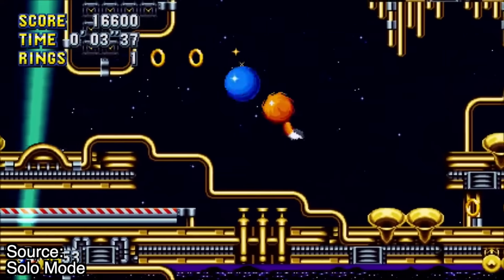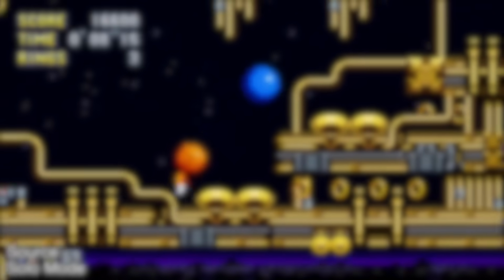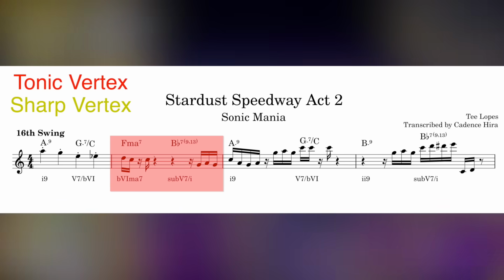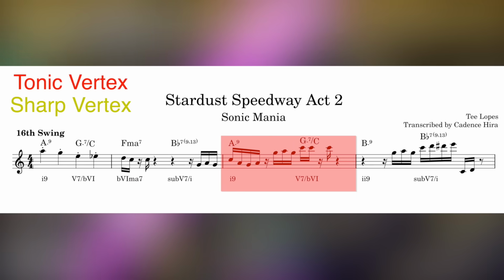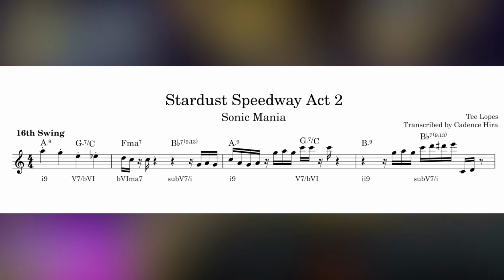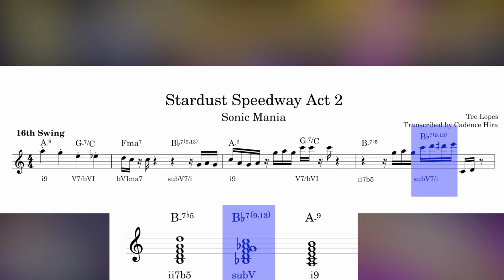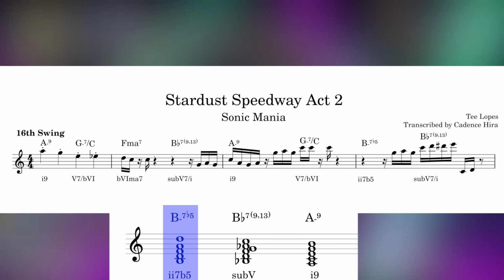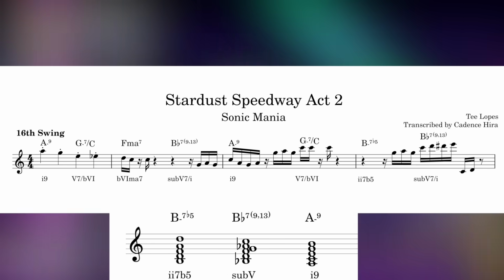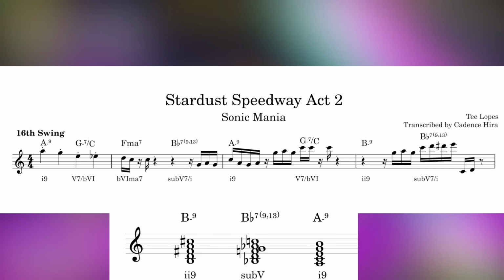Sonic Mania's Stardust Speedway, for instance, features the 2 minor 9, which doesn't really stand out on paper, but listen to how bright that chord is. Diatonically, we would expect the 2 minor 7 flat 5 here, which sets up that sub 5 nicely in this chromatically descending resolution. But not only are we changing our flat 5 to a natural 5, we're adding in the 9.